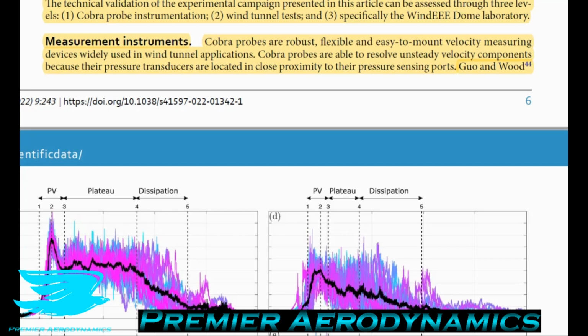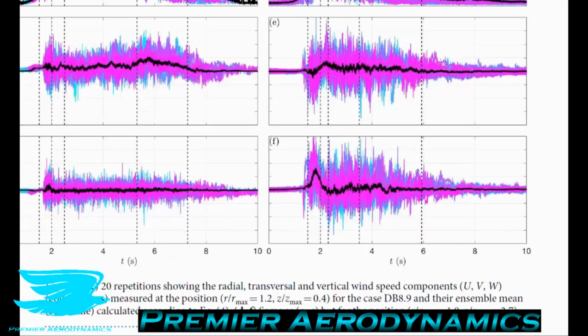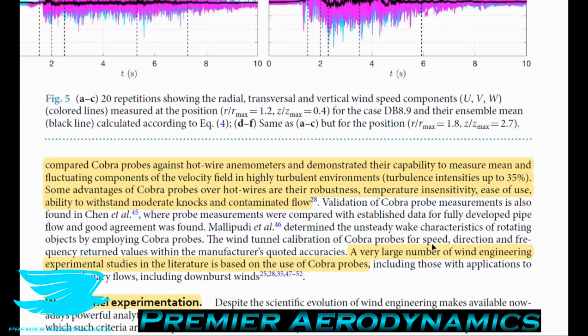However, there are other instruments that can do a similar thing, such as hot wires, but are they good in this situation? So Gu and Wood compared the Cobra probes against hot wire anemometers and demonstrated their capability to measure mean and fluctuating components of the velocity field in highly turbulent environments, so in terms of turbulence intensities above 35%. Some advantages of Cobra probes over hot wires are their robustness, temperature insensitivity, ease of use, and ability to withstand moderate NOx and contaminated flow. So let's go through each one of these.